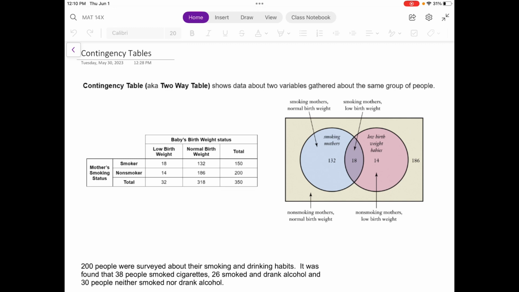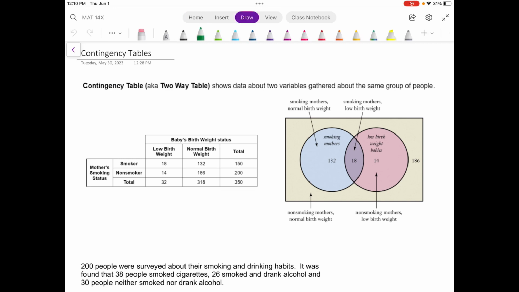And while the example we're going to look at in this lesson only involves four quantities, or two different variables, for example, looking at this contingency table down below here, we notice that one of the characteristics that this group was asked about was the baby's birth weight, low or normal. And then the second variable that was gathered was whether they were smokers or non-smokers.